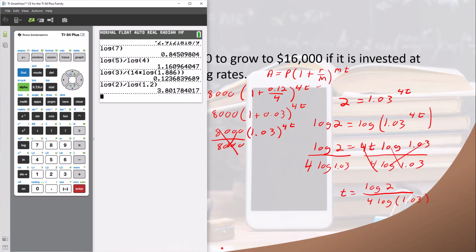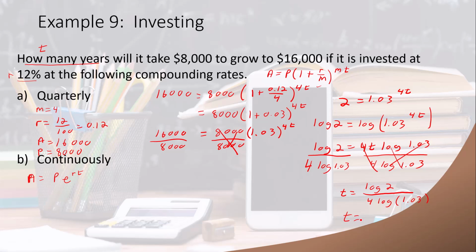Computing that, we would do it as follows. And once again, we have to be a little careful because we have 2 terms in the denominator. So that's going to be the log of 2 divided by parenthesis 4 times the log of 1.03, close parenthesis, close the other one, hit enter. And here this is what we have. We will have that t is equal to 5.86 years, which I guess we could say rounds to 5.9 years.